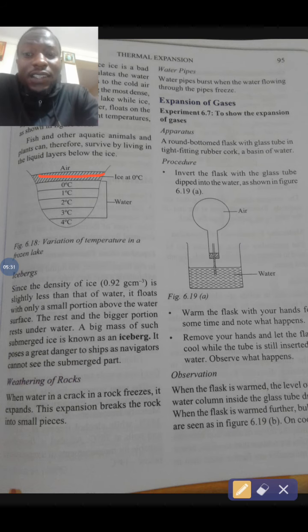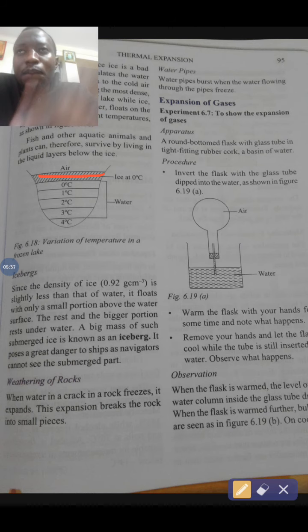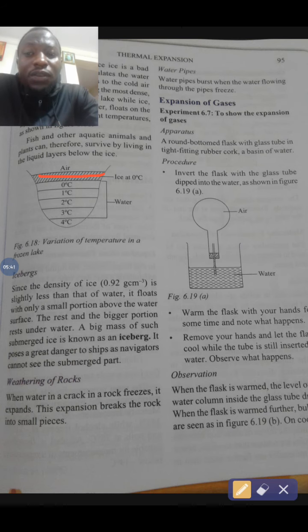When they freeze, they provide an insulator, a coating, in that the water below remains a liquid. The water below cannot solidify, even if the temperatures outside are so cold. The reason why this happens is because the water at the surface freezes.